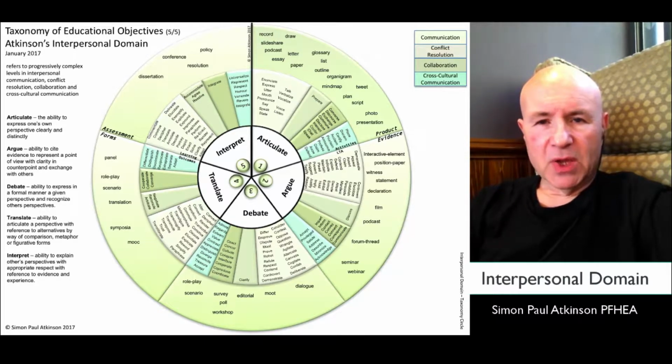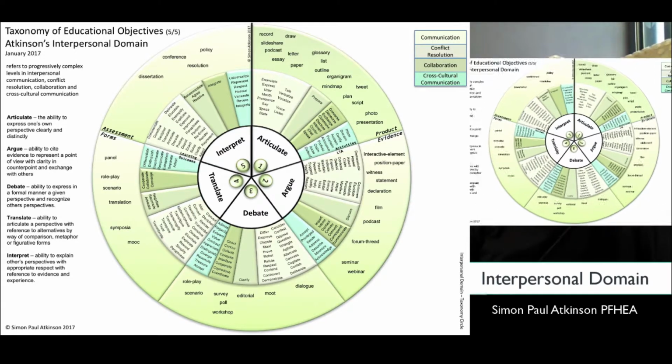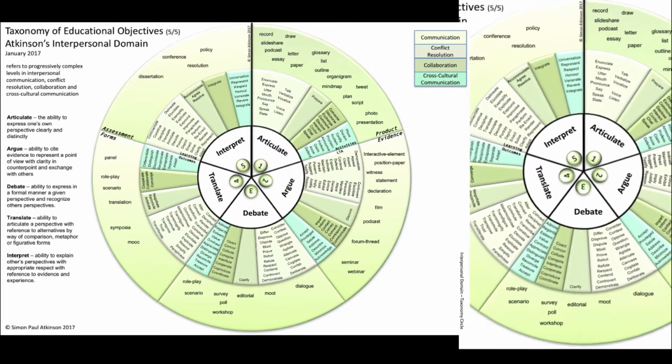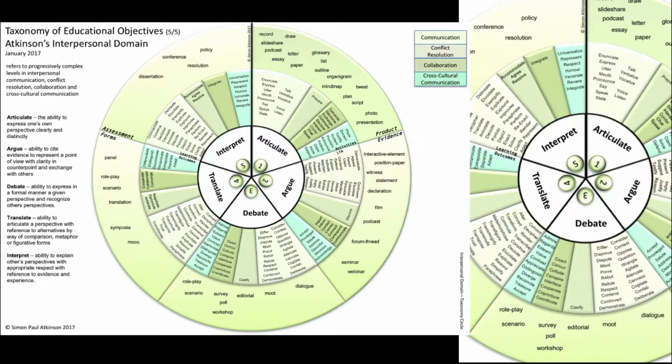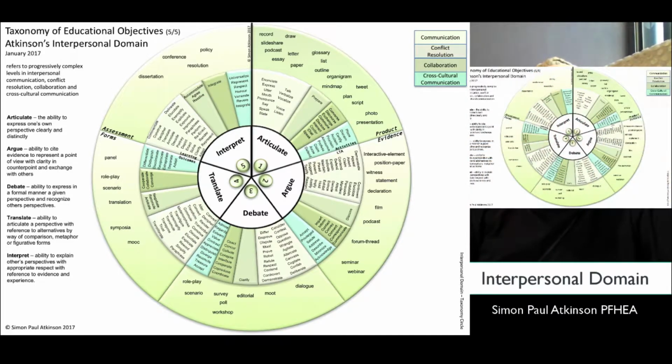So I've developed an interpersonal domain visualization using a circular taxonomy, as all of my taxonomies are represented as circles, with 5 progressive levels. And what I've tried to do is to incorporate a lot of the literature that relates to interpersonal skills into a single domain, which does make it a little bit busier than some of the other domains that I've structured.